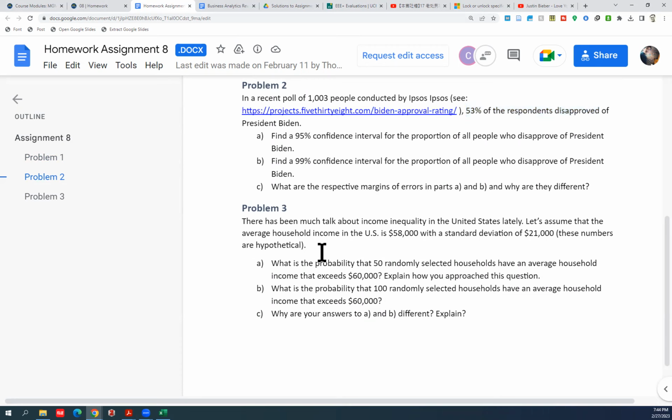Okay, now we need to calculate certain probabilities. What is the probability that 50 randomly selected households have an average household income that exceeds 60,000? Well, first, we need to understand what we know. Could you tell me whether what we were given in the body of the question, 58,000 as the average and 21,000 as the standard deviation, are sample statistics or population parameters?